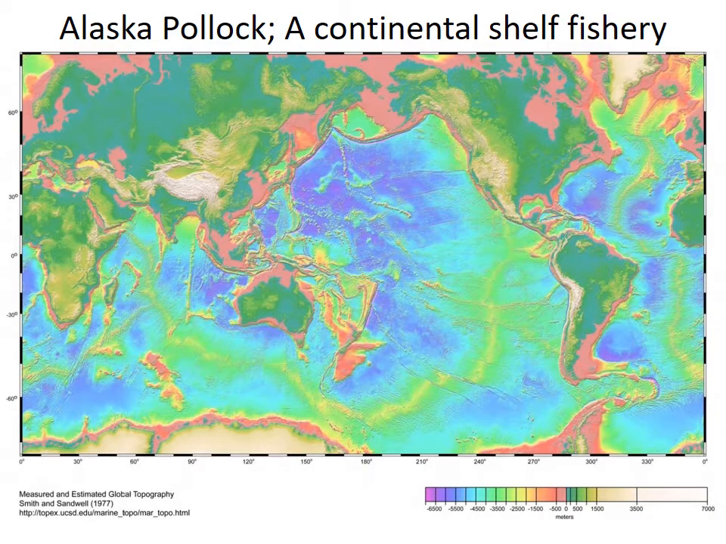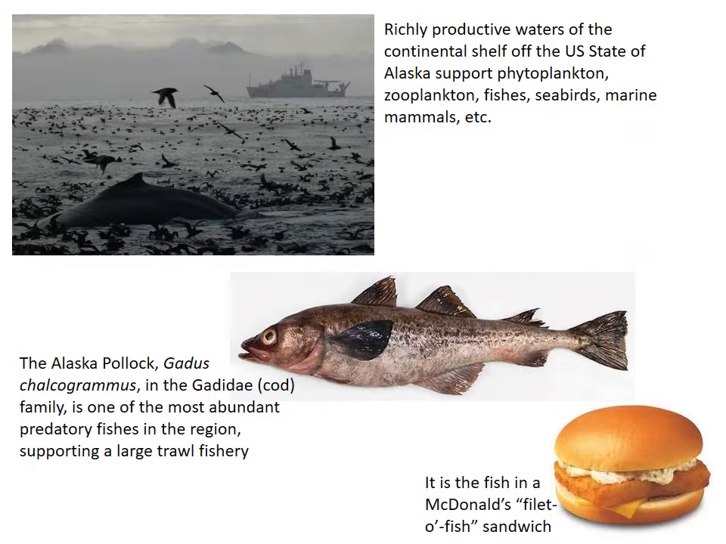So to give an example of continental shelf productivity and its relationship to human life and ocean ecosystems at large, I want to talk about this particular area of the world's continental shelves, the continental shelves off the coast of the U.S. state of Alaska. And that's this area here. So these waters are very productive due to current patterns that cause a lot of upwelling of nutrients. And that upwelling of nutrients supports phytoplankton productivity, which in turn supports zooplankton productivity, which in turn supports small fishes, large fishes, seabirds, marine mammals, and even humans.